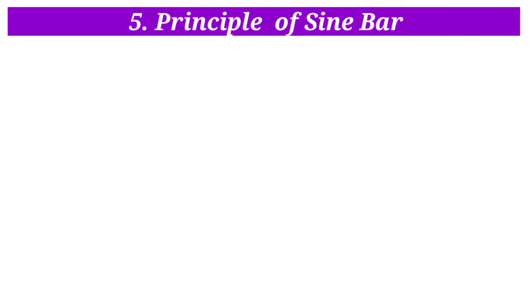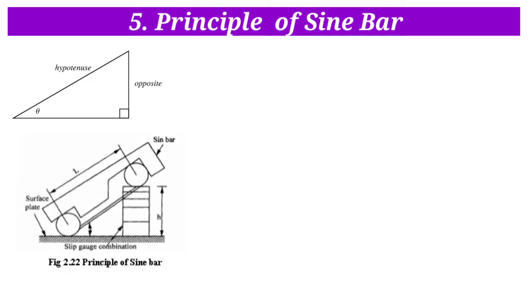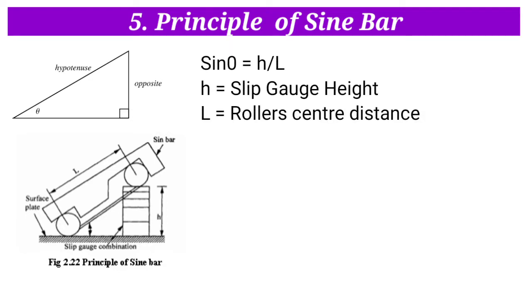The principle of operation of a sine bar is based on the laws of trigonometry. To set a given angle, one roller of the bar is placed on the surface plate and the combination of slip gauges is inserted under the second roller. If h is the height of the combination of slip gauges and L is the distance between the roller centers, then by trigonometry sine theta is equal to h by L, or theta is equal to the sine inverse of h by L.